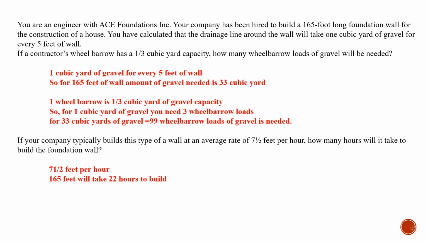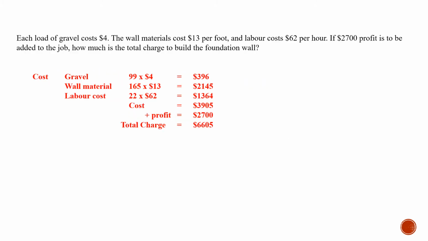Second part, I saw most of you got this correct, 7.5 feet per hour. How many hours will it take to build the foundation wall? 22 hours. All right, this one I saw most of you managed to sort it out. All right, here because you got the first one wrong, that's why the second part was already wrong. So this one you write it down one by one. Never do it one shot, always one by one.